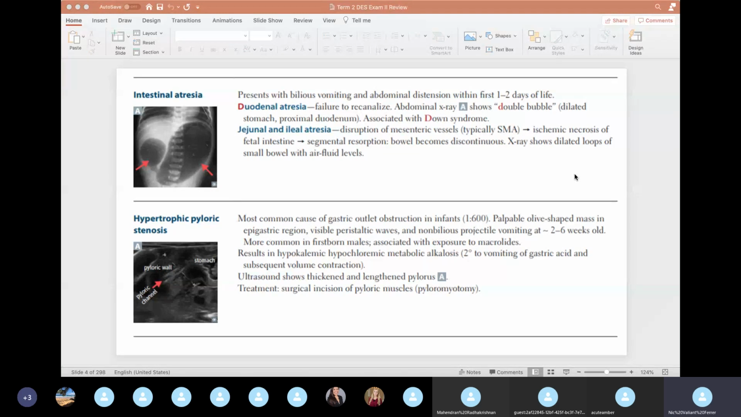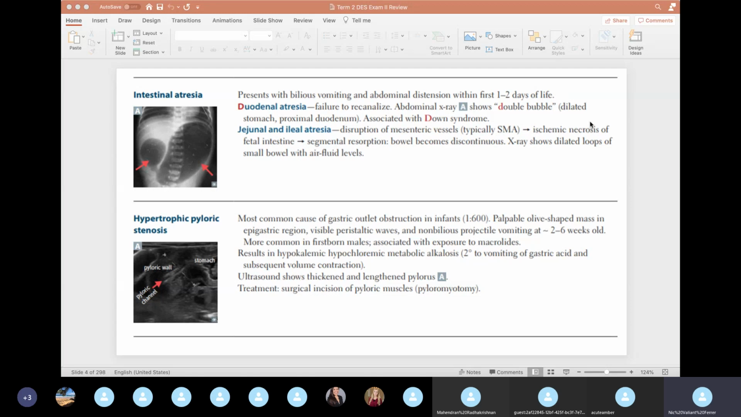This is due to disruption of your mesenteric vessel. So your superior mesenteric artery is not developed. So you have necrosis of your fetal intestine. You can see segmental resorption when you do an x-ray, right? You have dilated loops of small bowel with air fluid levels.